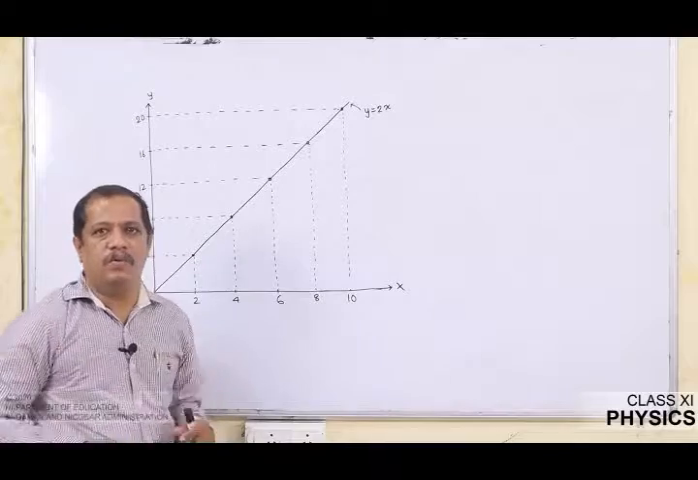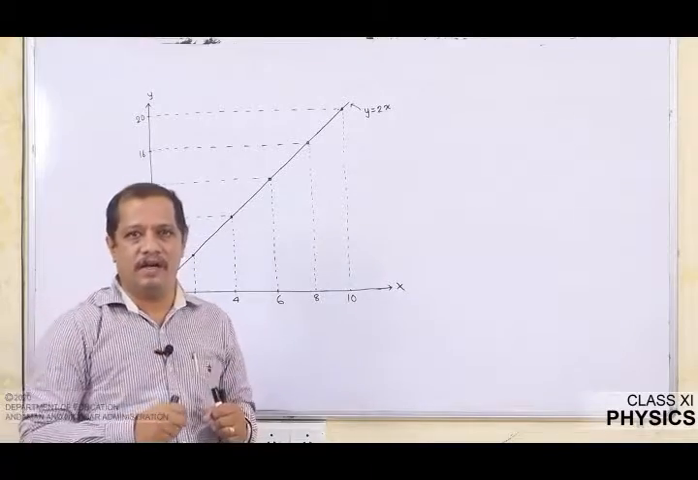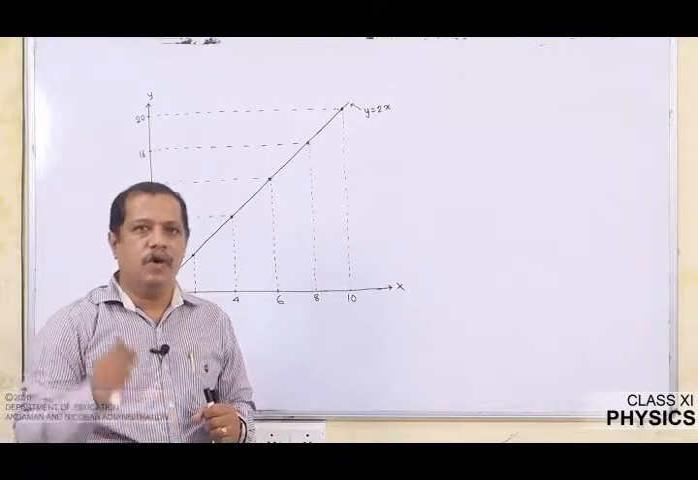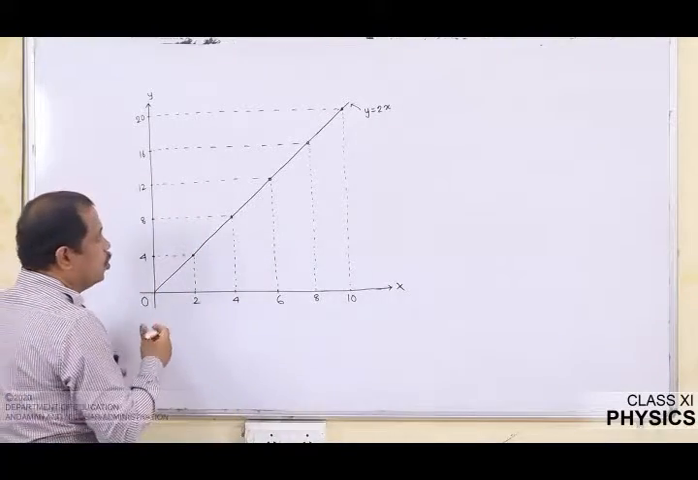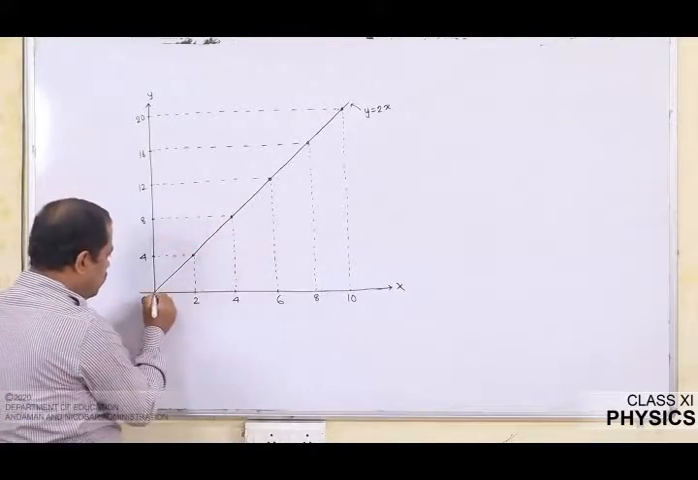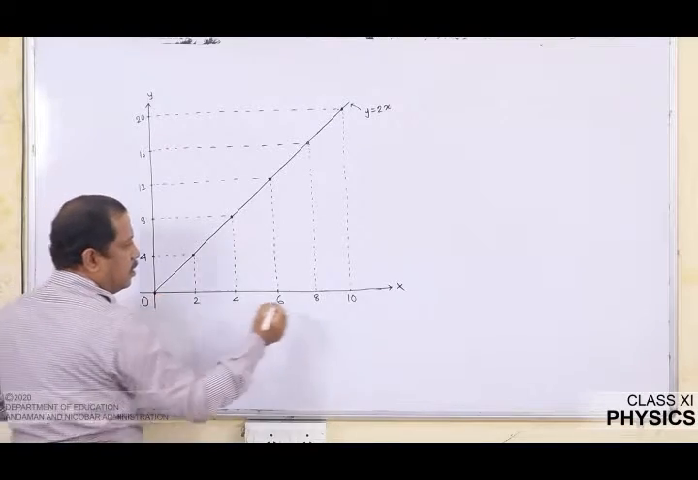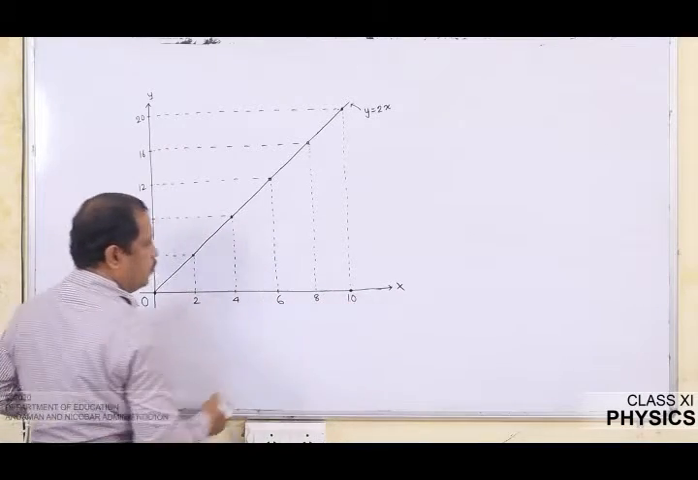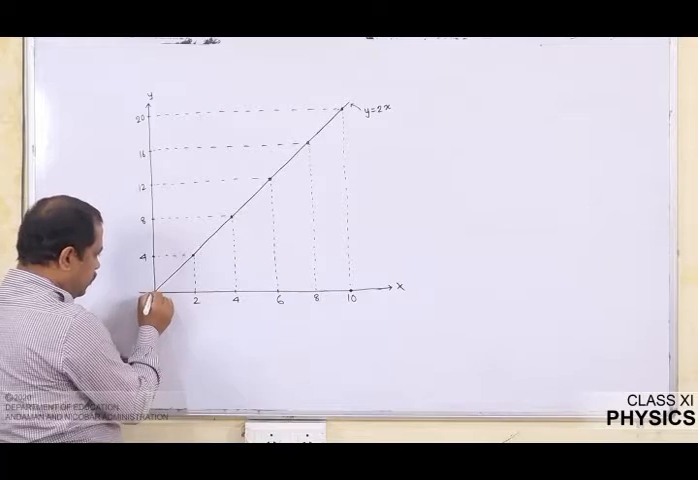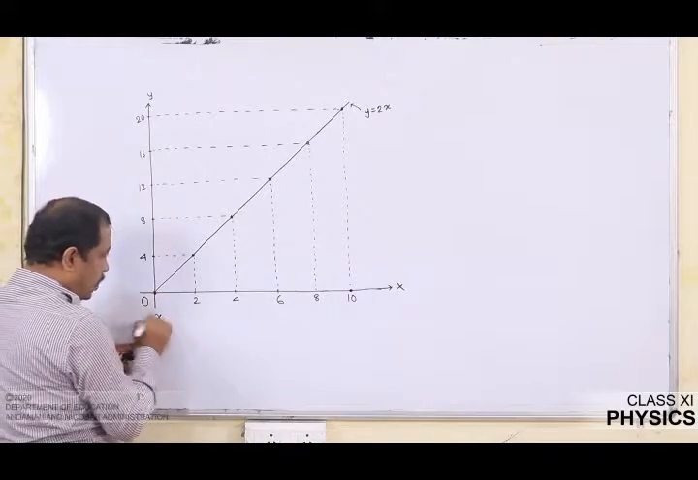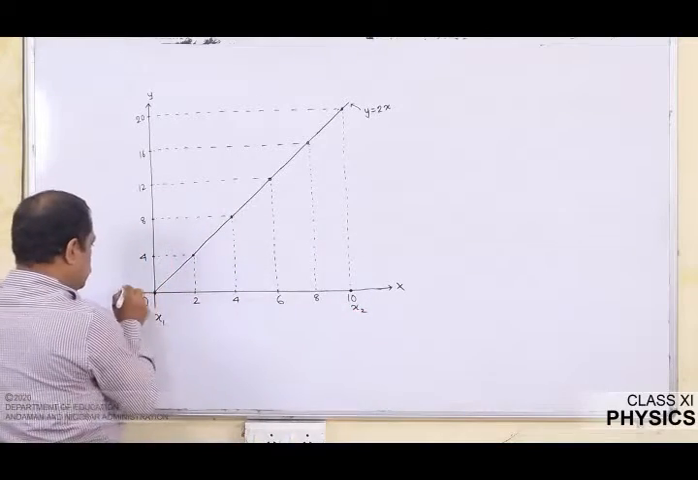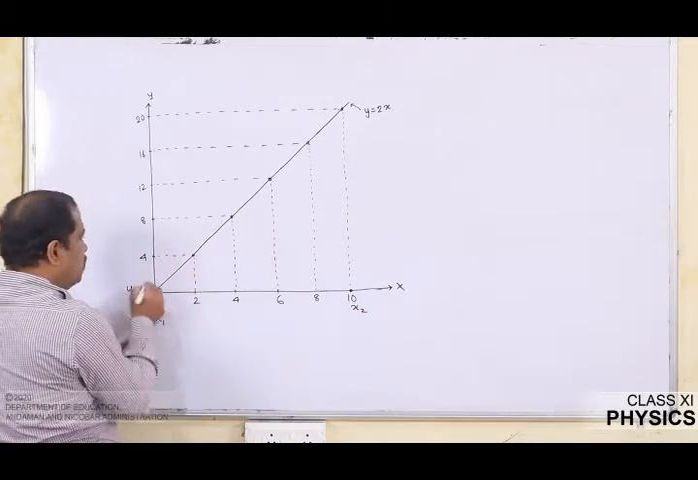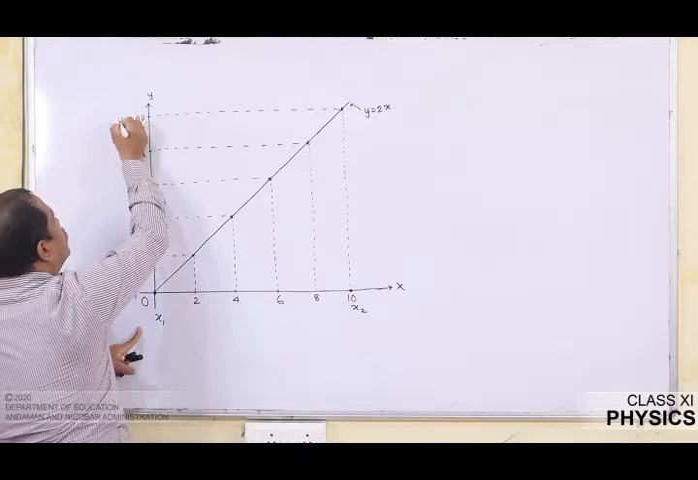Now, what I want to do is calculate the slope of this graph. We already saw how to calculate the slope. So, I want to calculate the slope of the straight line between this point and this point. So, for me, this will be x1 and this will be x2, and for this point I will have y1 and the corresponding value will be y2 for me.